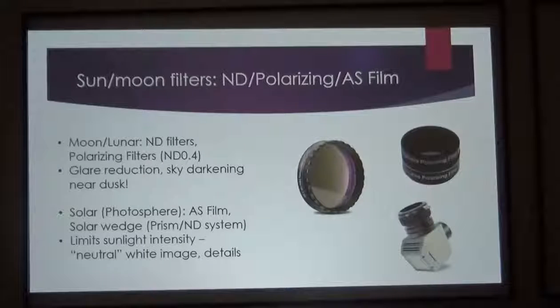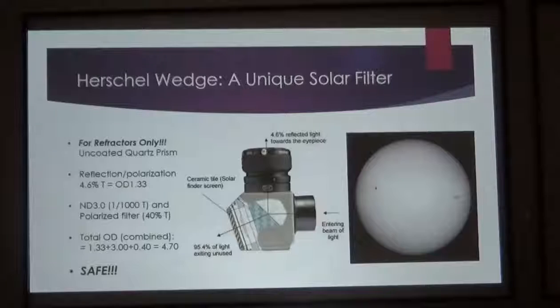One of the best ones is a solar wedge for doing photospheric work. These use a prism. I'll talk about this in just a minute. The idea here is to reduce the sunlight intensity to keep the image fairly white. So for those that have refractors, you can't use these on reflectors, just for the new folks, because these have the light coming into the back end of the scope.